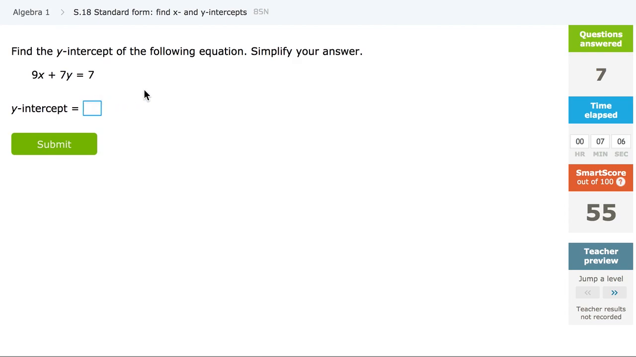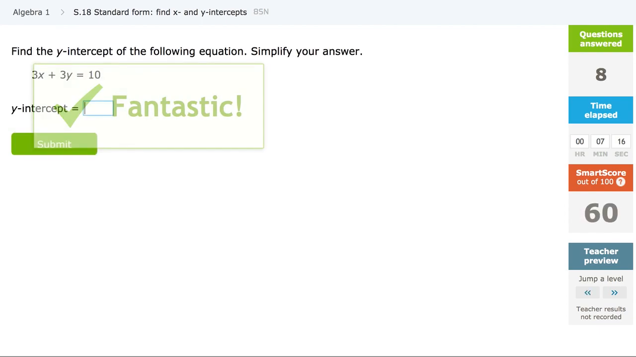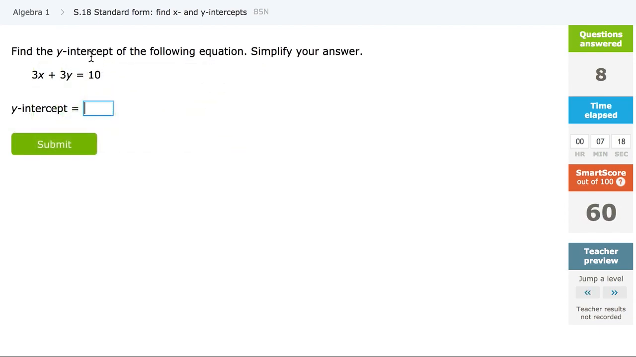Again, they don't get too much more difficult other than you end up with some fractions on occasion. Here we go. The y-intercept, this will be 7 divided by 7. That's a whole number, 1. Let's look for the y-intercept. So 10 divided by y. So if you visualize that, 10 divided by, not y, but the coefficient of y, 3.